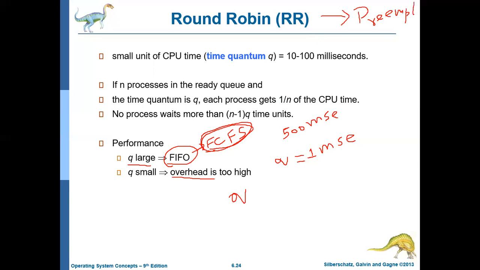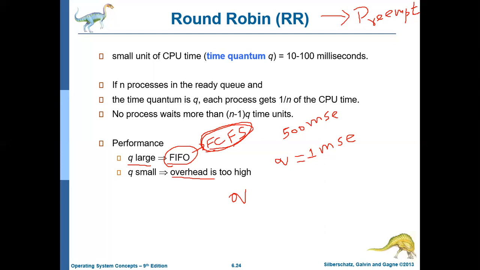So round robin can be called the preemptive version of FCFS. That is, FCFS also always takes the first job from the queue, executes it, and follows the order.